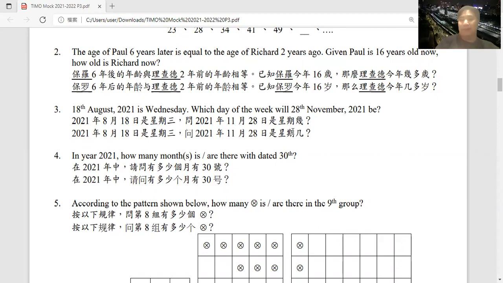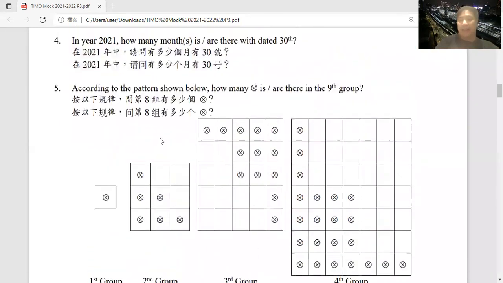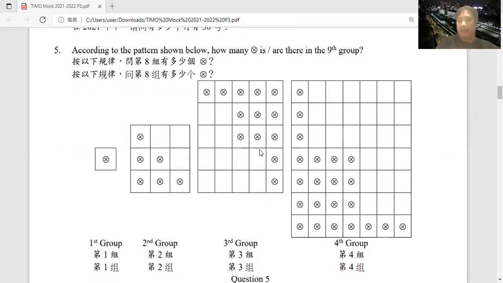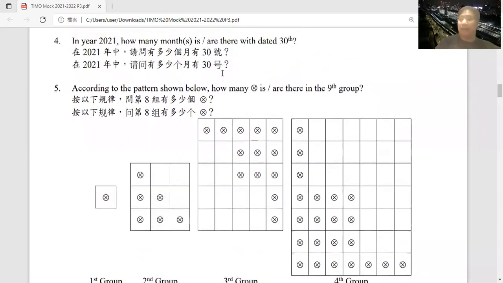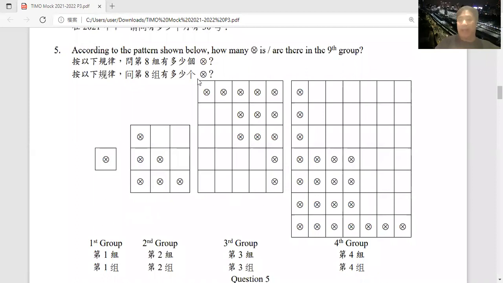Question 5. How many dots are in the 9th pattern below? Now we start. There are 2 ways of doing it. The first way is you count all the dots in each diagram. So this is 1, this is 6, this is 13, and this is 22. You make a series of 1, 6, 13, 22, etc.